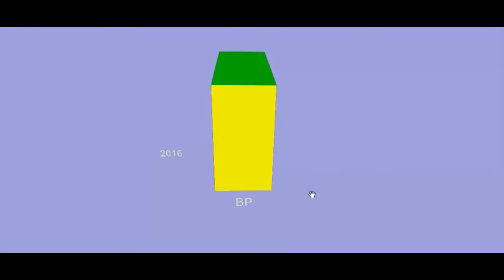The roof could also be red, then the costs are even higher than the revenue, so on top of the revenue there will be a red roof showing a loss. We'll come to that.